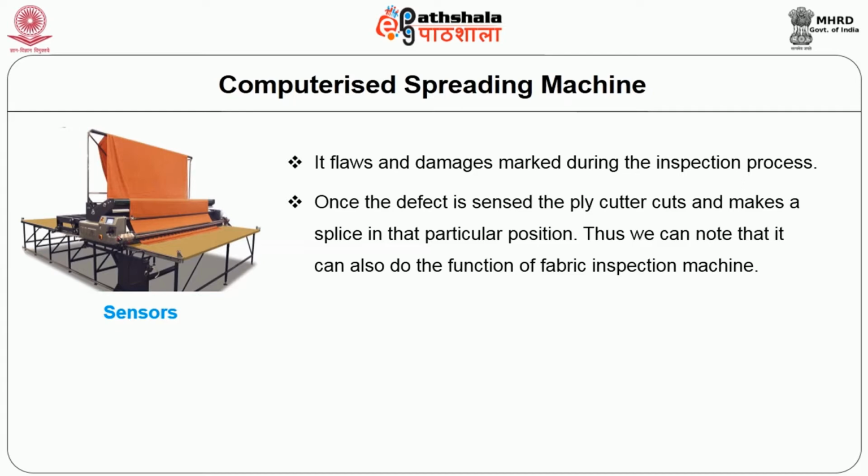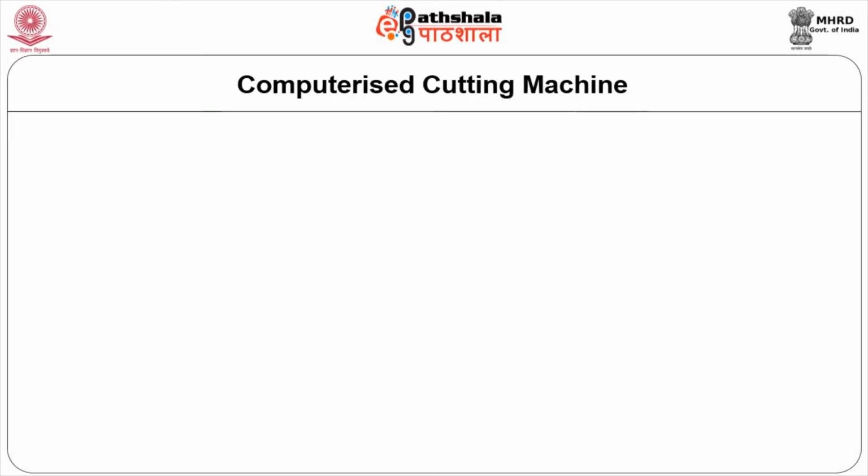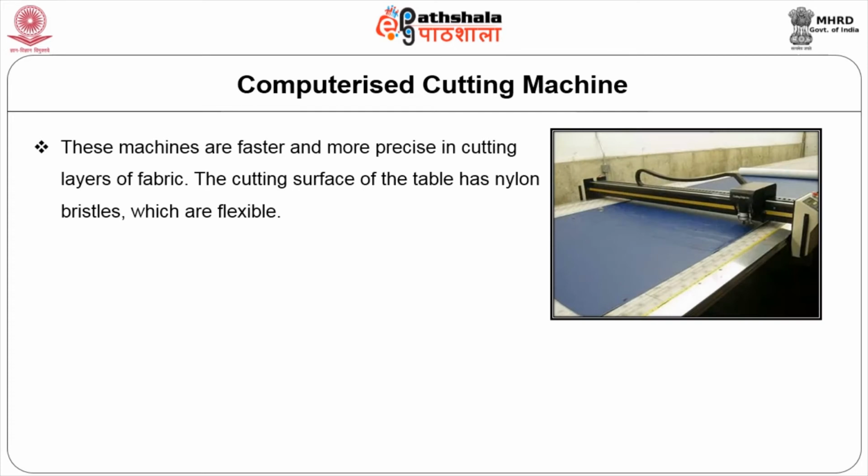Thus, we can note that it can also do the function of a fabric inspection machine. All the activities of the manual spreading machine are programmed in the microprocessor, and therefore the machine works automatically. The spreading process is a laborious process, and thanks to the computerized spreading machine, the process is made simpler. Next, we will move on to the computerized cutting machine.